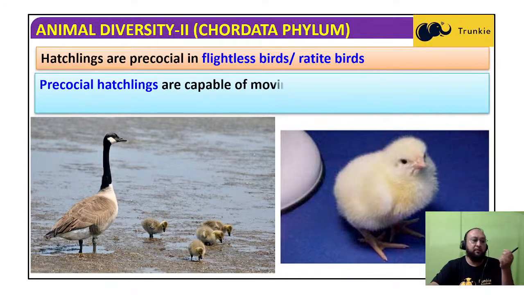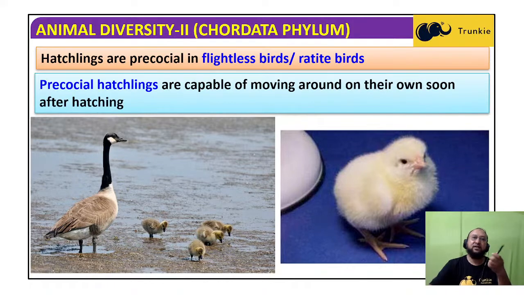Hatchlings are precocial in flightless birds, that is, ratitae birds. Precocial means they can move around on their own after hatching, and they can find their food and eat. This is in the case of flightless birds, not in the flying birds.